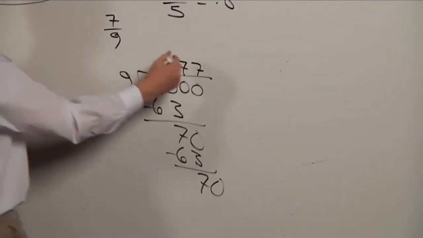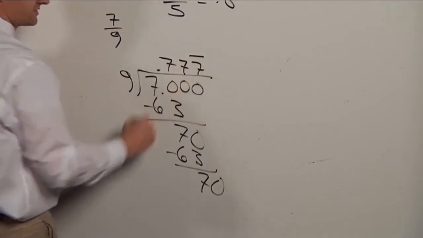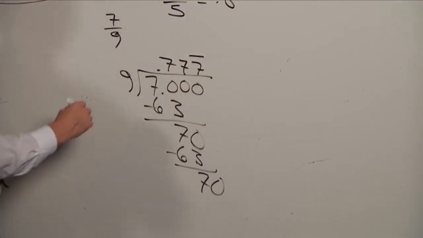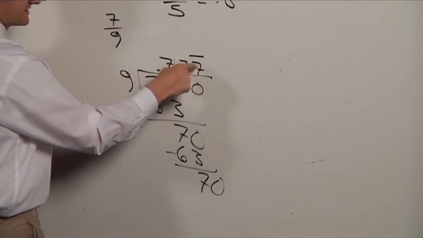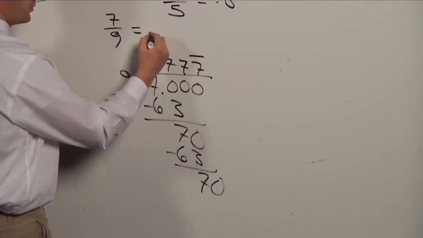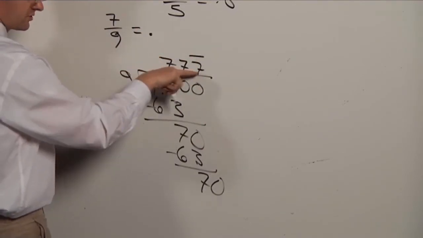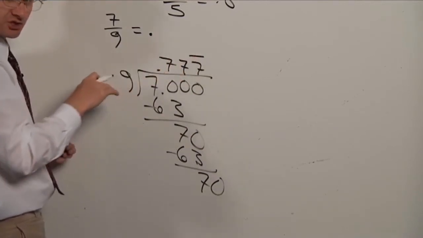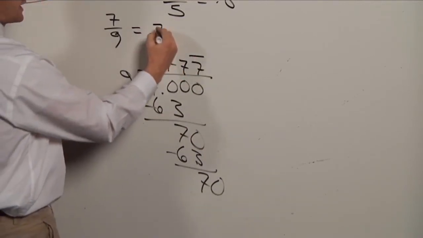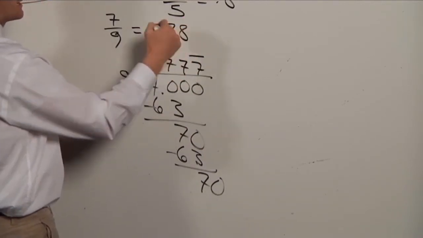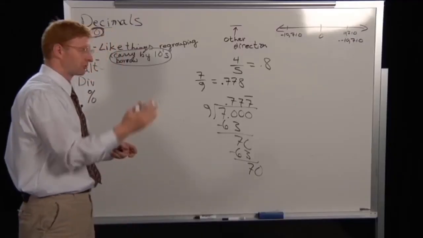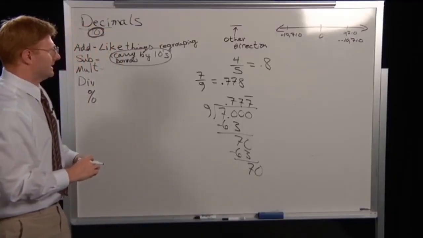The symbol to represent that is a bar over the 7 like that. So 7/9 is 0.7777 repeating. If you want to, you can write it with the bar over it. That's extremely accurate. Most people write 0.778, and they'll round at some point, rounding appropriately and moving it up.